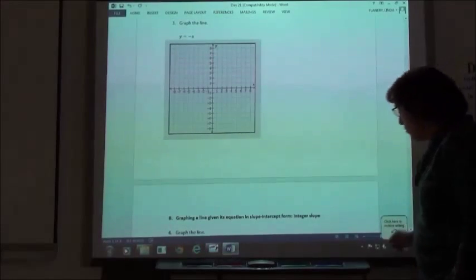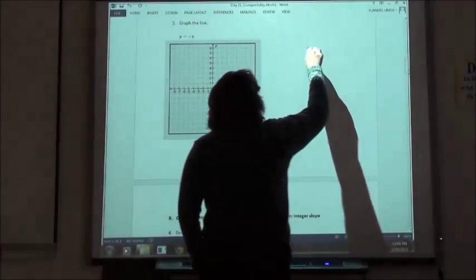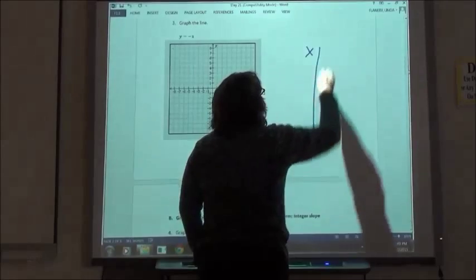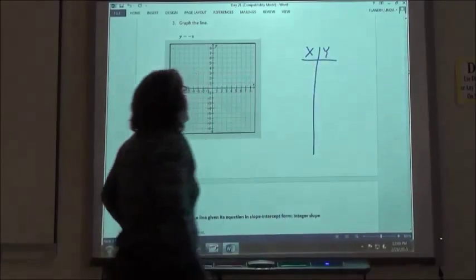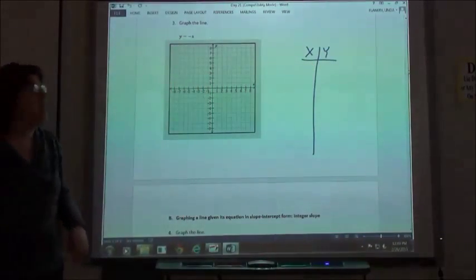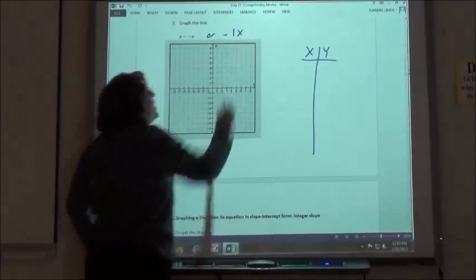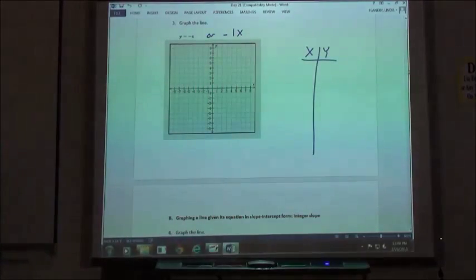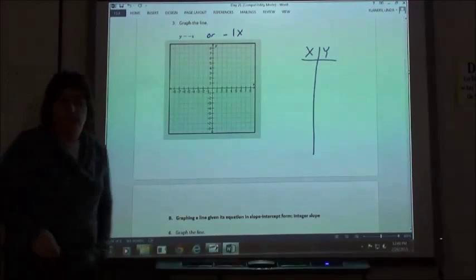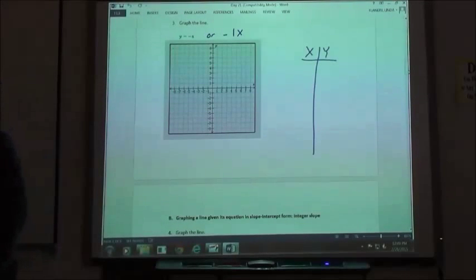So the third one, we're graphing y equals negative x. People have trouble when they have that negative x. So you want to think of negative x as negative 1x, right? Negative 1 times whatever I put in for my x values. So go ahead and pick some numbers to put in for x for me.